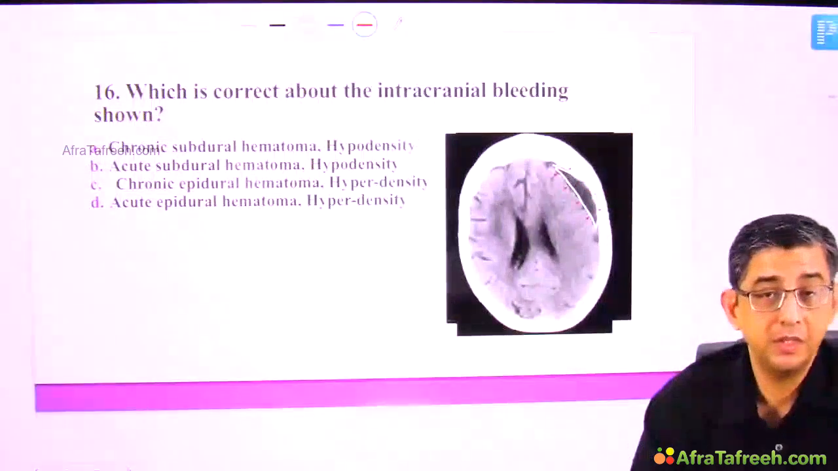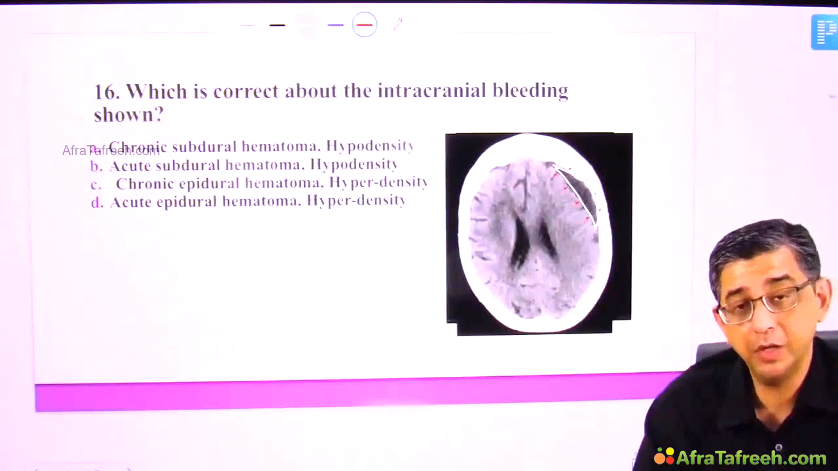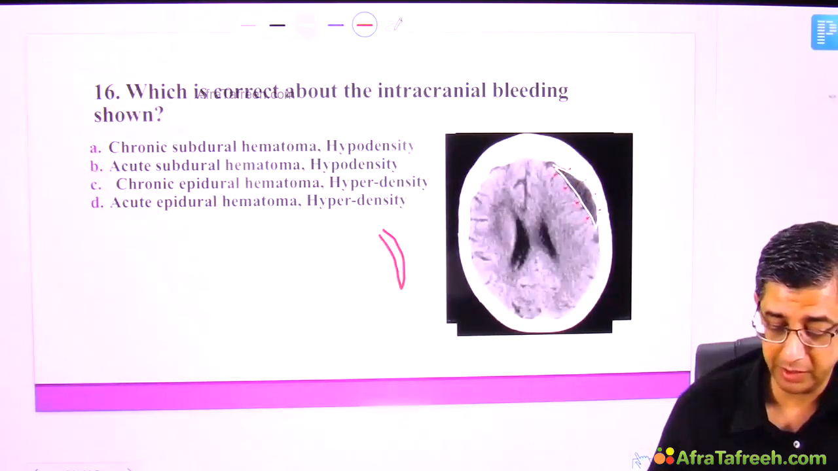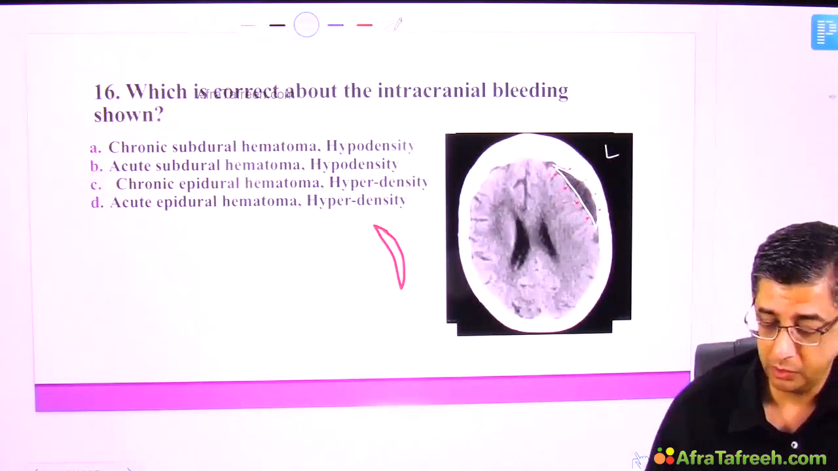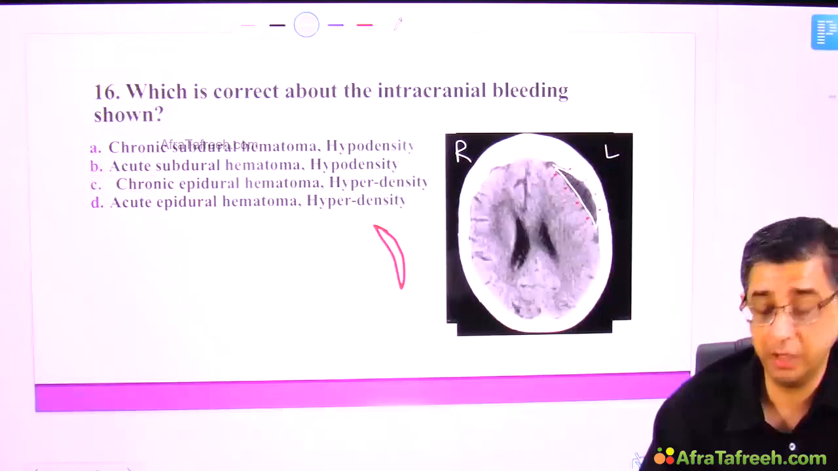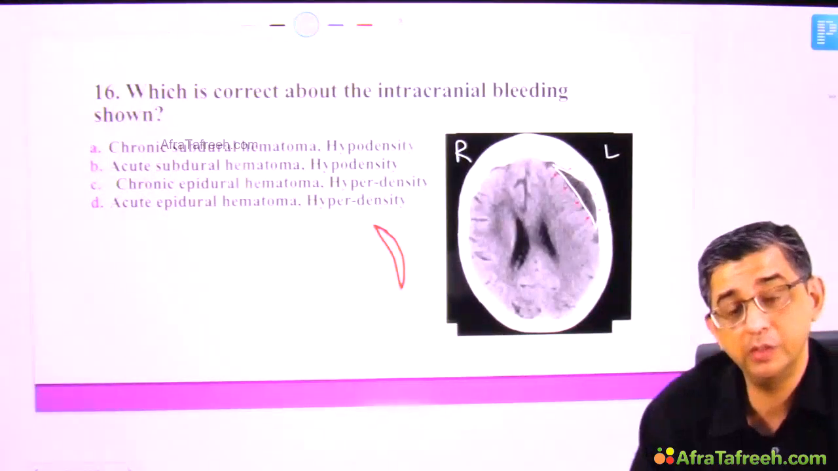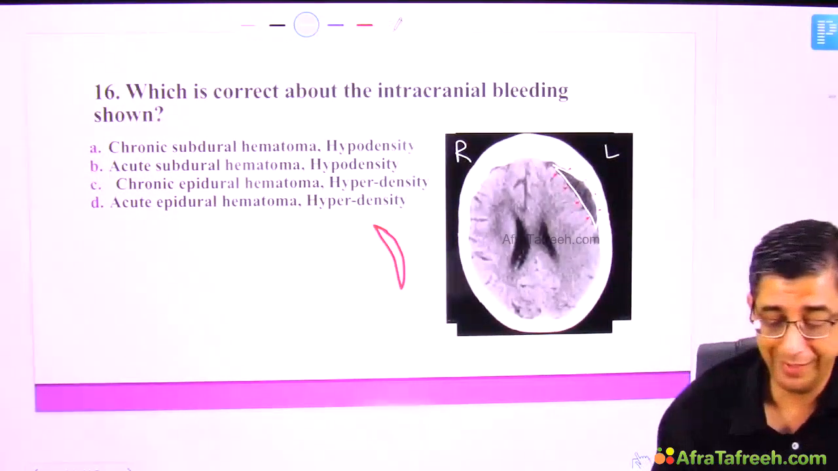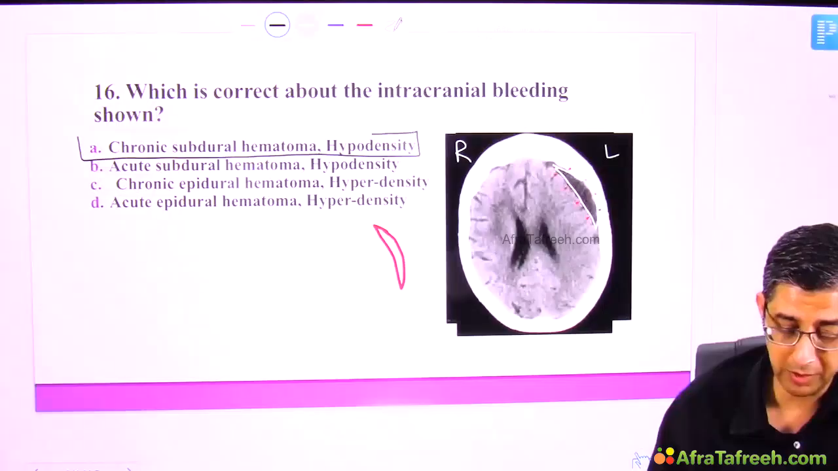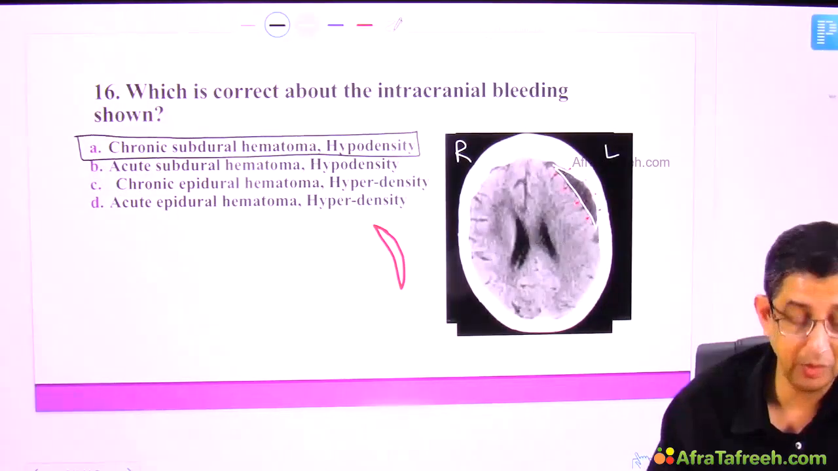Coming to the next question, it is asking what is correct about the intracranial bleeding shown in this case. One, you can notice a very characteristic concavo-convex bleed present in this case on the left hand side. This particular case is a chronic subdural hematoma. Why I'm saying chronic is because the blood has been reabsorbed, and the area is looking relatively black. So it is a hypodensity, and because hypodensity appears later, that is why it's a chronic subdural hematoma.